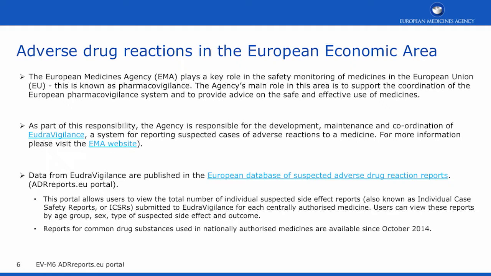Data from the EV-Vigilance system are published in the European Database of Suspected Adverse Drug Reaction Reports in 26 languages via the ADRreports.eu portal. This portal allows users to view the total number of individual suspected side effect reports, also known as individual case safety reports or ICSRs, submitted to EV-Vigilance for each centrally authorized medicine. Users can view these reports by age group, sex, type of suspected side effect, and outcome. In addition, reports for common drug substances used in nationally authorized medicines are available since October 2014.